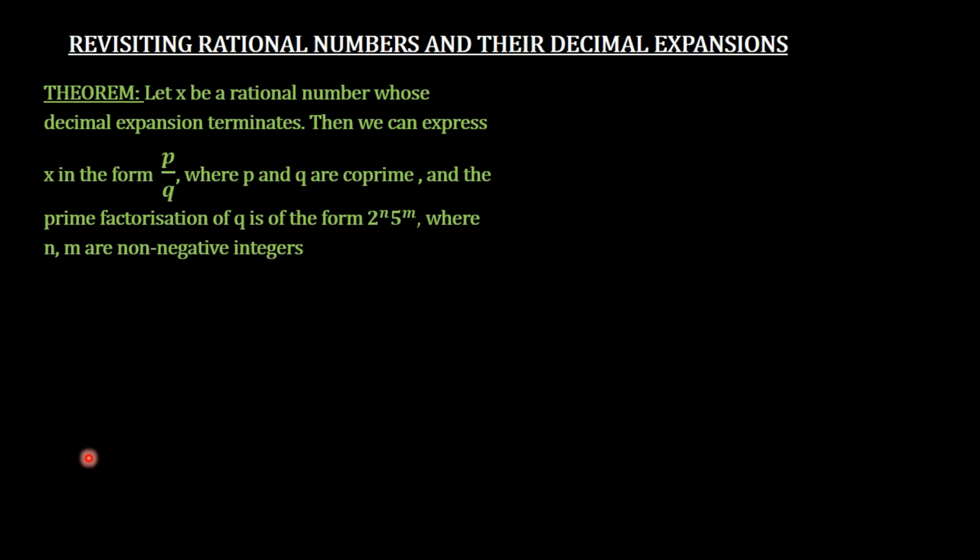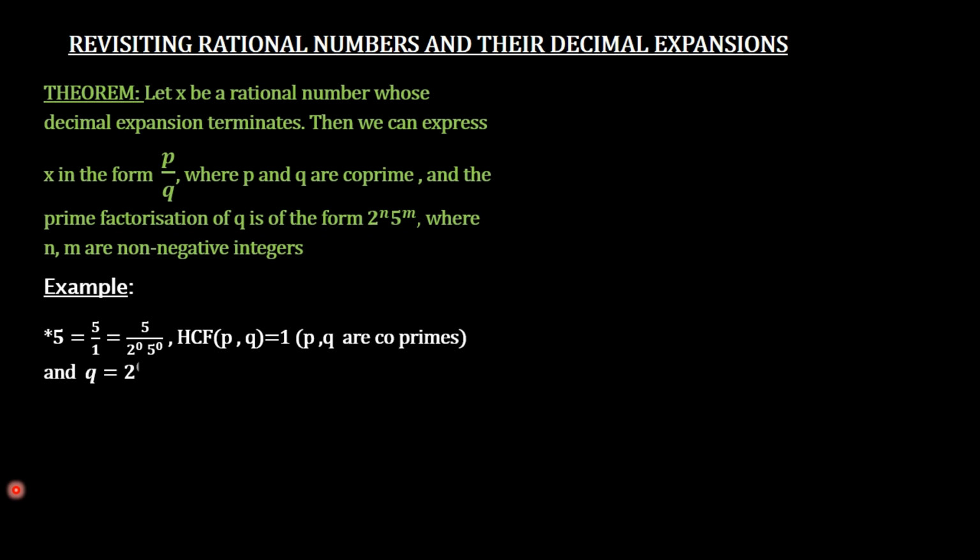Let us have a look at some examples. At first we are studying 5. 5 is a rational number, since 5 can be represented in the form 5 by 1. Its decimal expansion is terminating, as 5 by 1 equals 5. Then what can we say about that? By the theorem, we can express 5 as p by q, 5 by 1, HCF of p and q equal to 1. Then what about the factorization of q? Since q equals 1, we can represent q as 2 raised to 0 into 5 raised to 0.